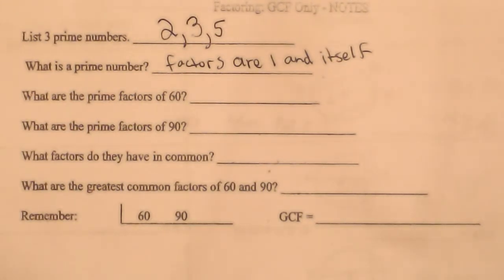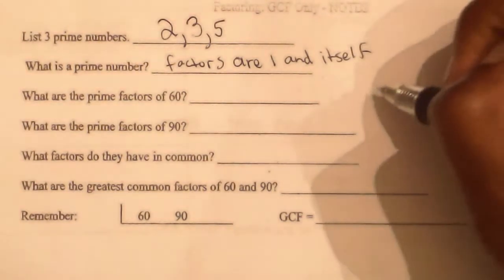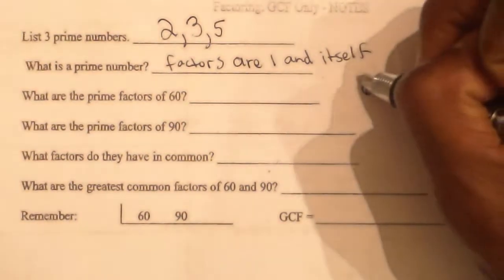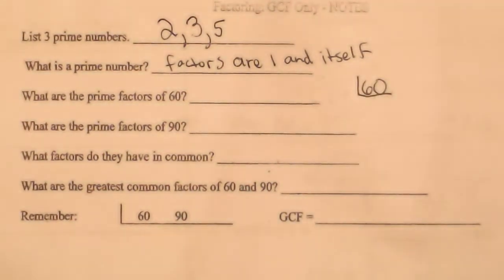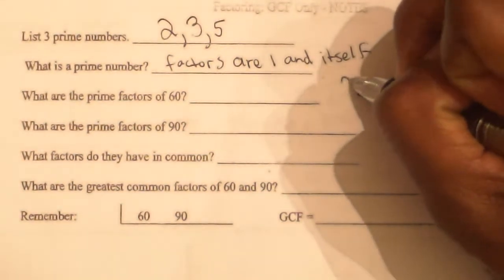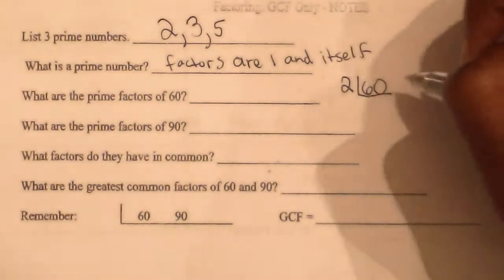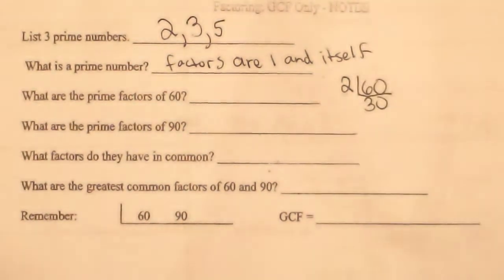The first step says, what are the prime factors of 60? So the way that we're going to do that is we're going to draw a little factor tree. So the number 60, I'm going to do an upside down T. And we're going to find the prime factor. So prime factors are 2. And I put the 2 on the outside. My prime number is going to go outside. And 2 times 30 gives me 60.